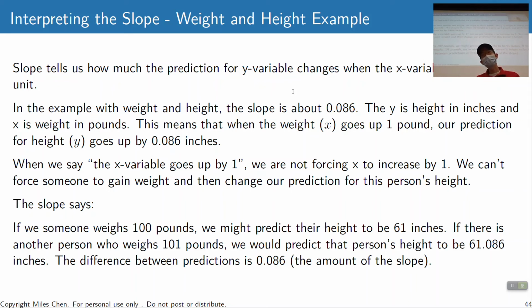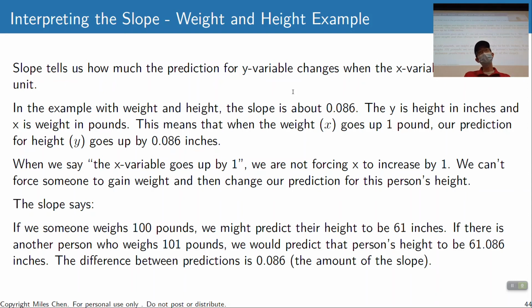On average, if somebody weighs 110 pounds, we're going to predict them to be 0.86 inches taller, 61.86 inches, almost 62 inches tall, so on and so forth. Okay. So the slope is how much your prediction changes if x goes up by 1. Again, you can't force somebody's x to change, and a lot of times that's not even possible.